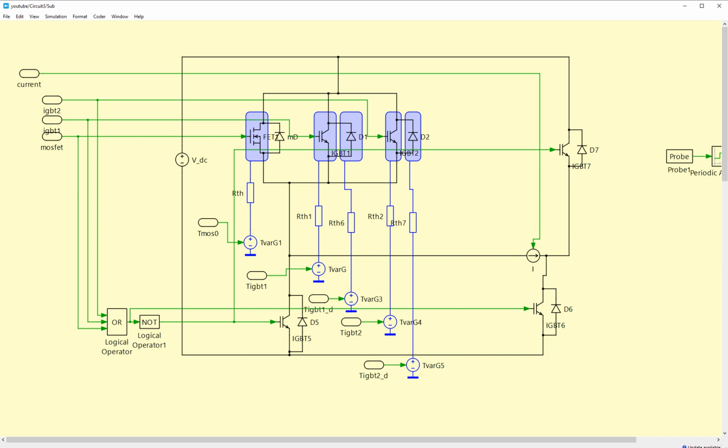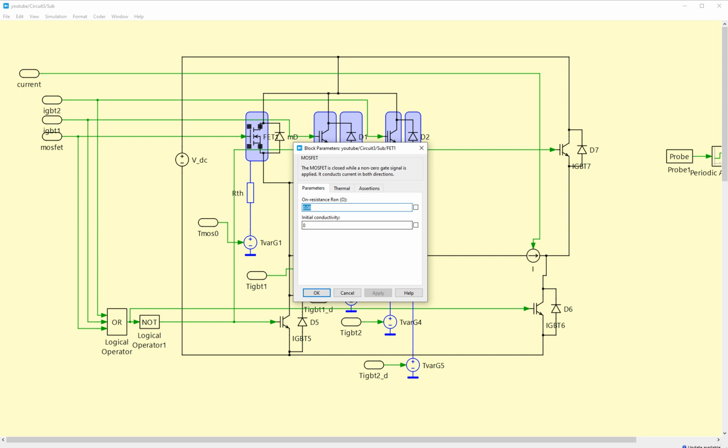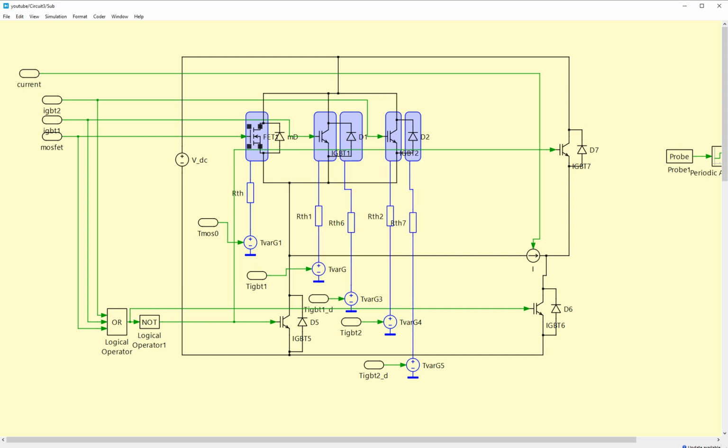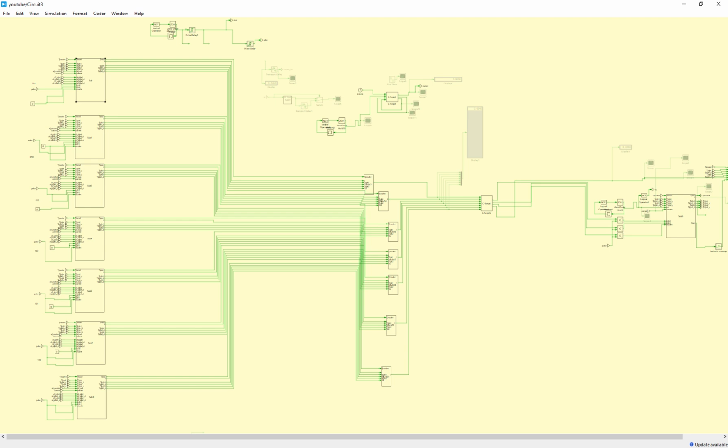But the important part of this simulation is that everything depends on the temperature of the devices. If you click on these devices, for example on the MOSFET, you can see here we have some on resistance. In the thermal tab, you can specify the initial temperature of the device. This is the temperature of the device right from the beginning of the simulation. But for my simulation, I actually have 7 of these configurations.